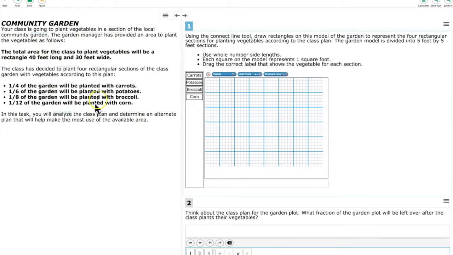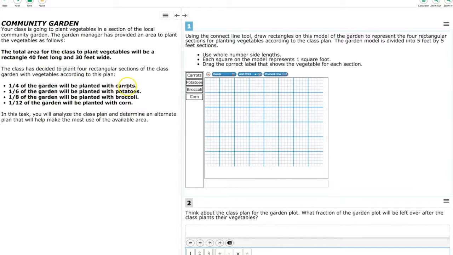So over here, we're going to look at this as an example of a performance task in math, but of course they'll all be different for different grades. Community garden. Your class is going to plant vegetables in a section of the local community garden. The garden manager has provided an area to plant the vegetables as follows. The total area for the class to plant vegetables will be a rectangle 40 feet long and 30 feet wide. The class has decided to plant 4 rectangular sections of the class garden with vegetables according to this plan.